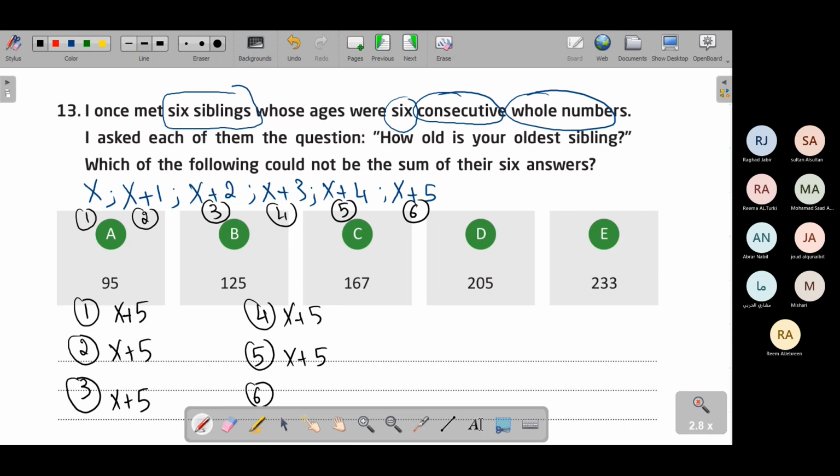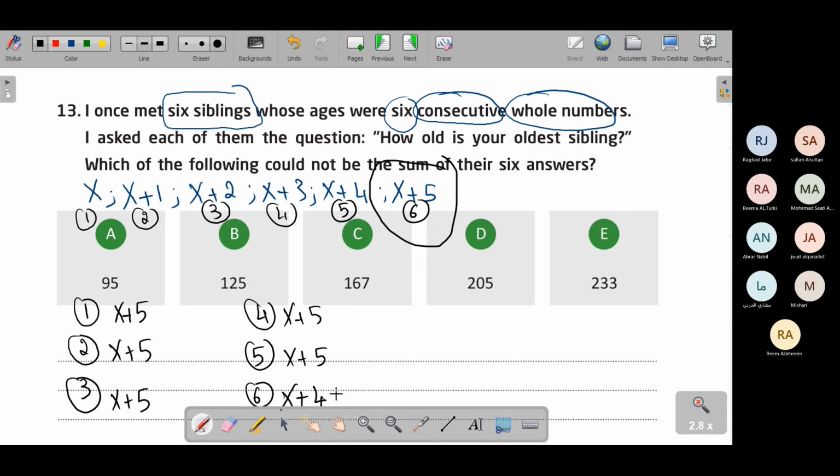Then I will ask X, the first one, how old is your oldest sibling? He will answer that X plus 5 is the oldest, except the last one. Except the X plus 1: when I ask the X plus 1, from all your brothers, who is the oldest? He will not say X plus 5, he will say X plus 4.